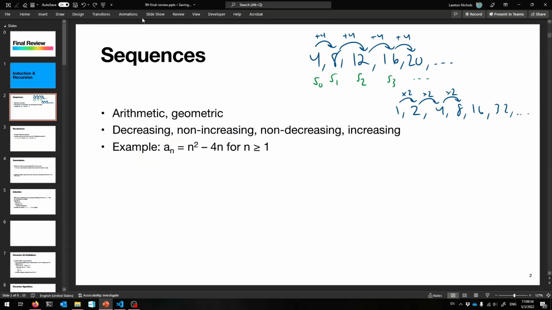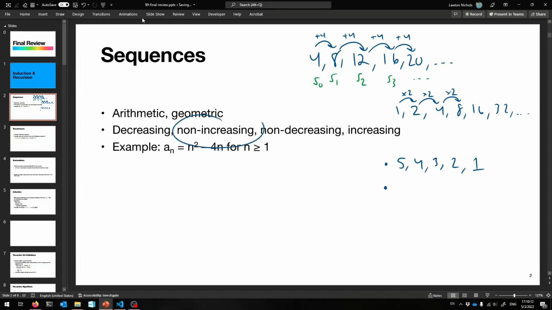Okay? So let's give examples of all of those now. So a decreasing sequence is always getting smaller with each successive element. So like the sequence 5, 4, 3, 2, 1, that's totally a decreasing sequence because it's always getting smaller, right? It's decreasing. Dictionary definition of decreasing.